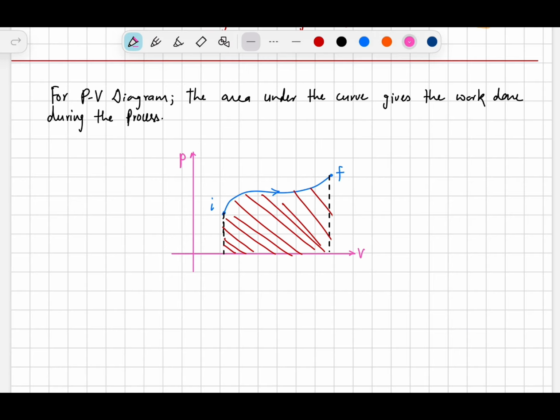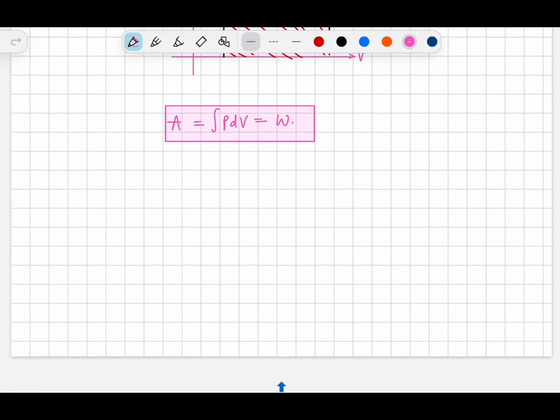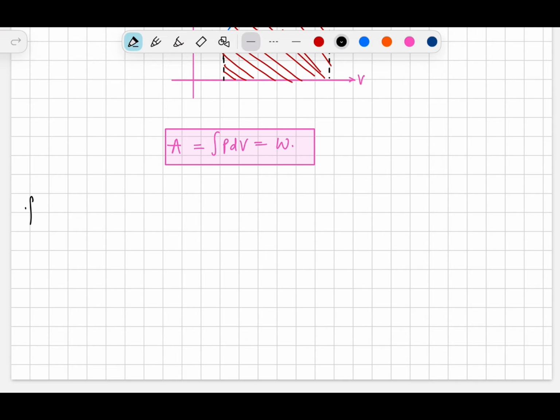Why? Because we know by mathematics area is nothing but integral P dV. In maths, whatever the area is, it is y into dx, right? In the y-axis we have here pressure and in the x-axis we have here volume, and this is what we know, the area, and the same is the formula for work done. Fine.